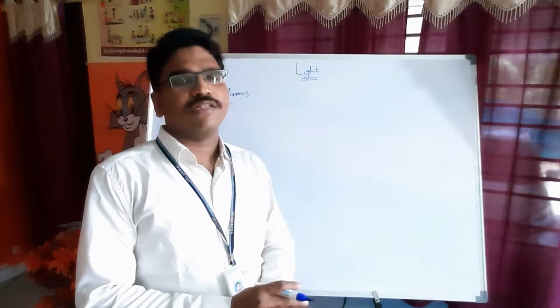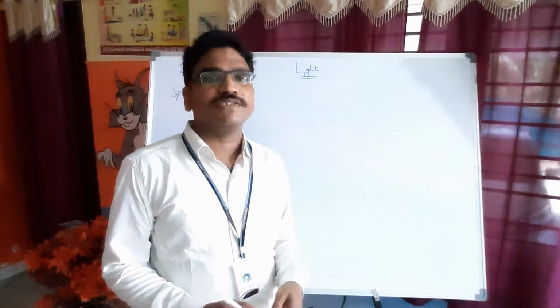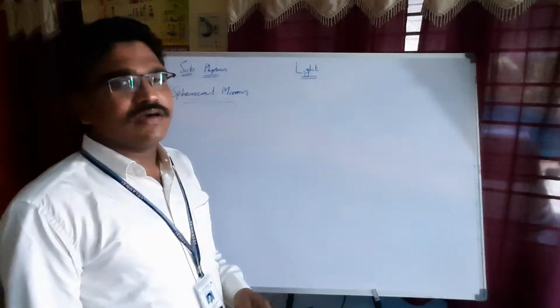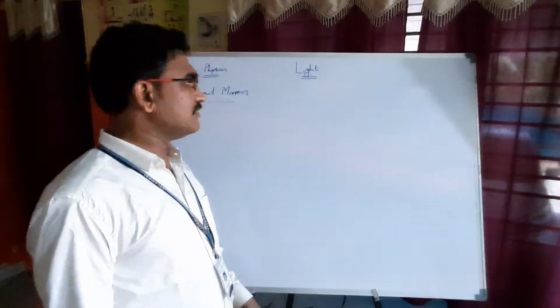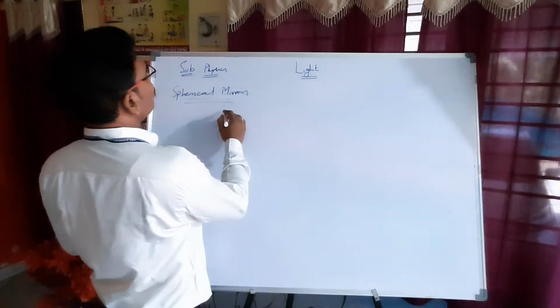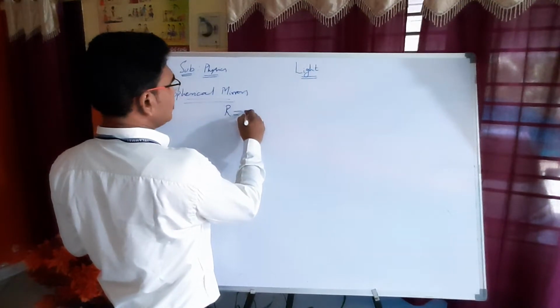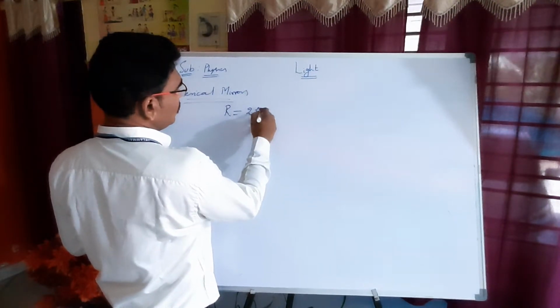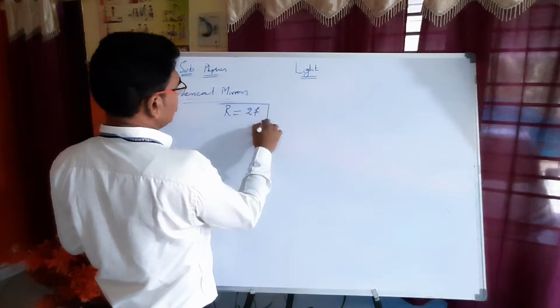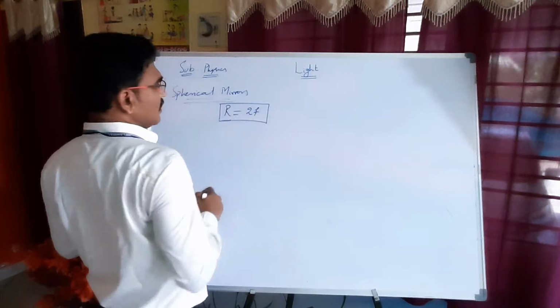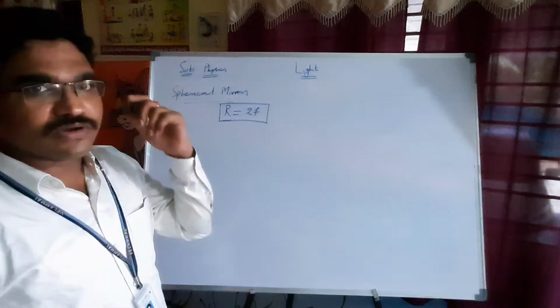Good morning, students. In the previous lecture, we discussed the relation between radius of curvature and focal length. So, the focal length depends upon the radius of curvature, that is R = 2F. Okay, this we have discussed. Now, we will discuss some more concepts.